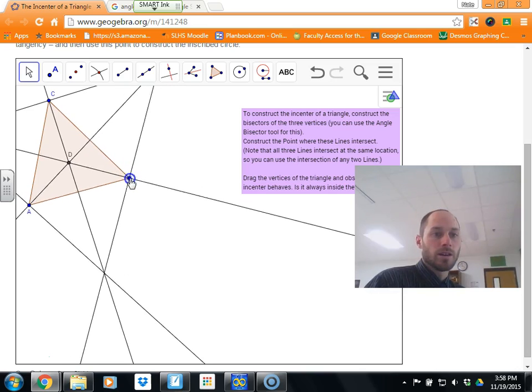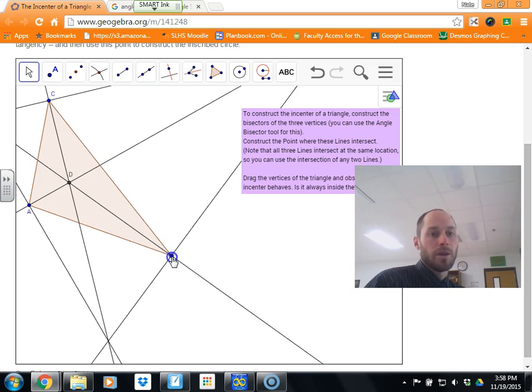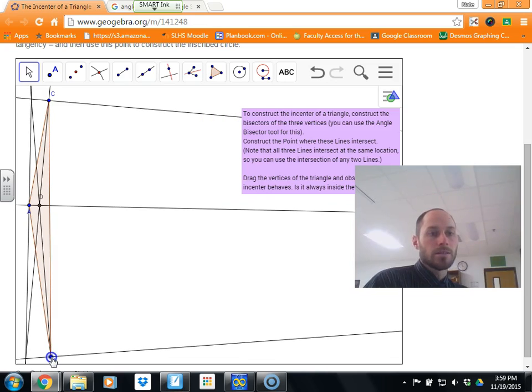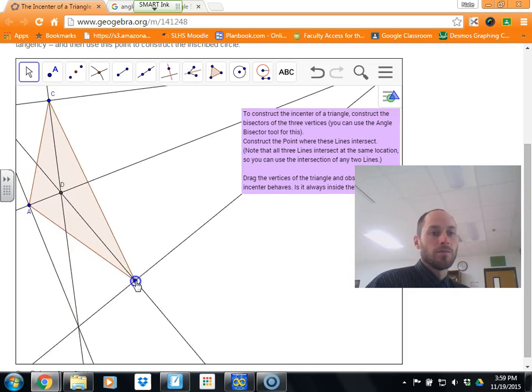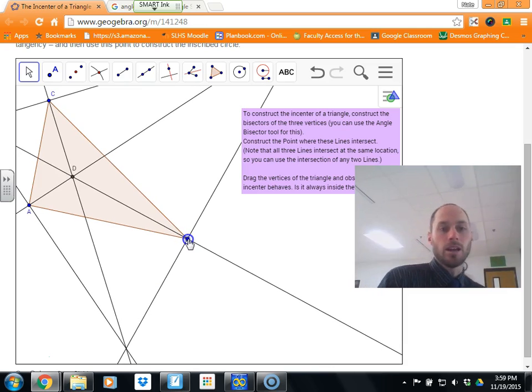So right now I've got an acute triangle. Let's make a right triangle. Notice it's still inside. If I make an obtuse triangle, try that. We still have that point of concurrency within the triangle. And doesn't it make sense that it's always going to be inside the triangle, because those angle bisectors always go in between the angle it's bisecting. So there's no possible way that it would be outside. So it'll always meet inside the triangle. We call this point the incenter. Okay? And I'll show you why it's called the incenter in just a moment.